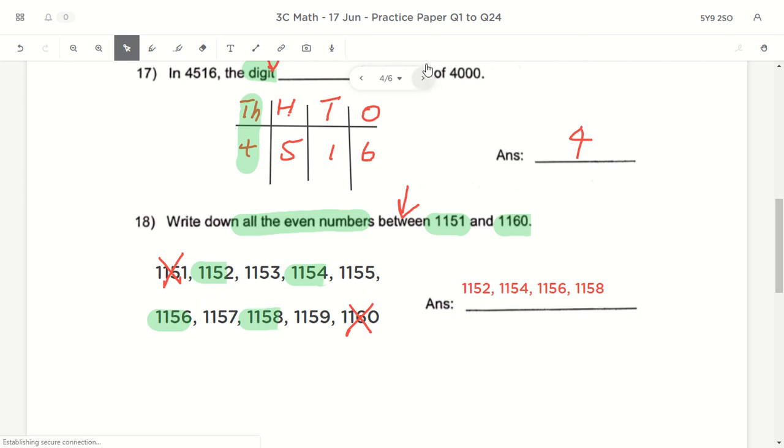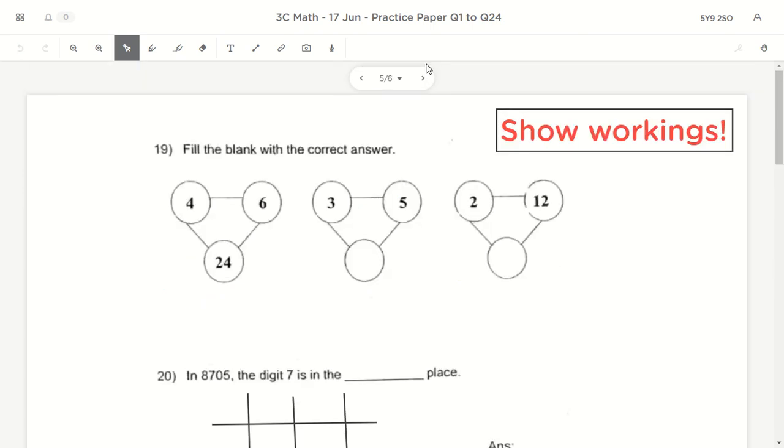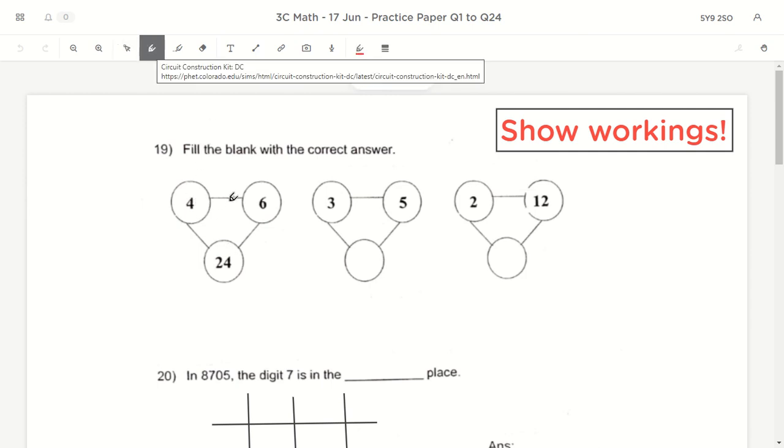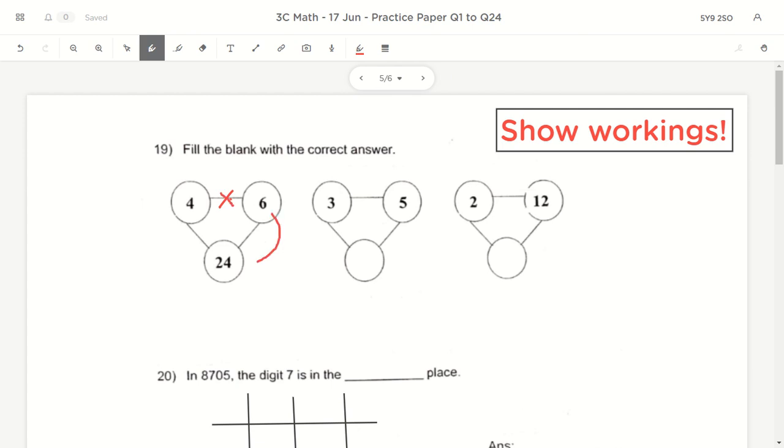Alright, let's go on to question 19. You need to figure out the pattern here. It's not a difficult pattern, it's quite straightforward. You see 4, 6, and 12. If your times table is good enough, you know that they are related by multiplication. So 4 times 6 would give you 24. 24 divided by 4 gives you 6. 24 divided by 6 gives you 4. So using this logic, 3 times 5 will give you 15. And 2 times 12, work it out. 2 times 2 is 4, 2 times 1 is 2. So the answer is 24.